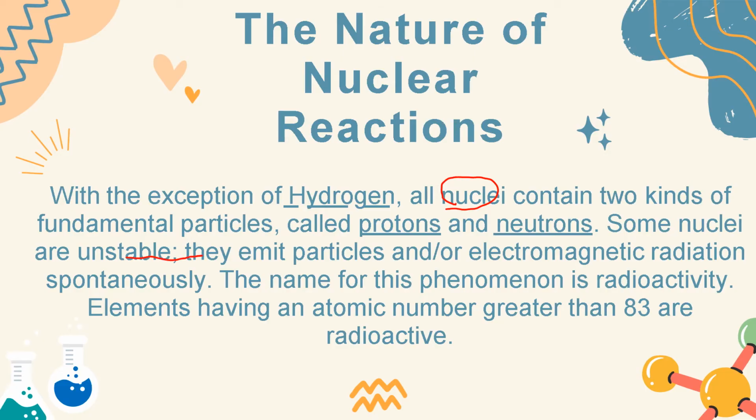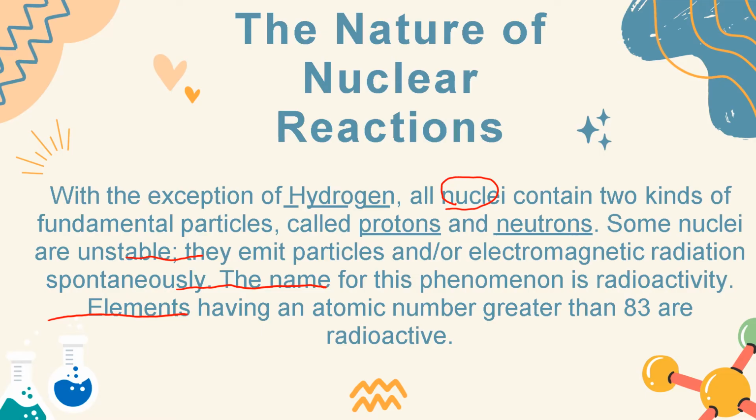Because they are unstable, they emit particles and electromagnetic radiation spontaneously. Spontaneously means without any external force. Walang human intervention. It occurs on its own. Because of the instability, they emit particles and electromagnetic radiation. They emit energy. The name for this phenomenon is radioactivity. So the phenomenon of nuclei being unstable is called radioactivity.